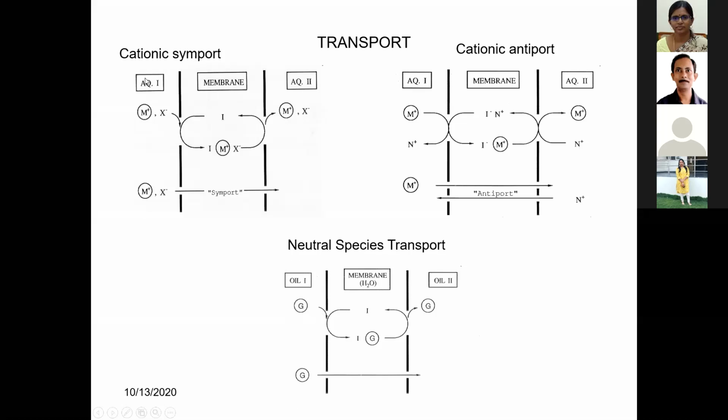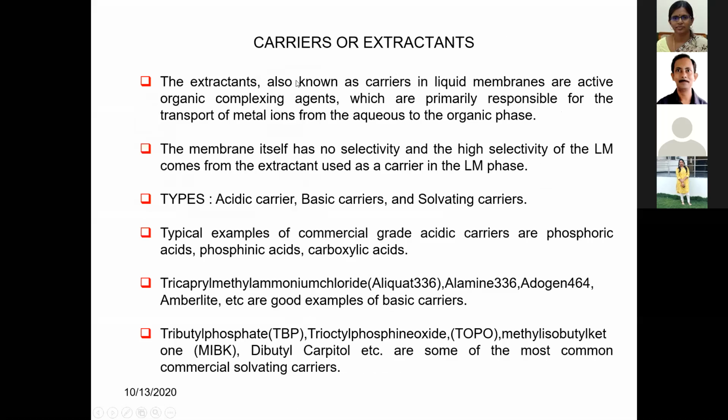aqueous phase. You can see the aqueous phase at the outside and inside. The membrane phase may be an oil phase, or maybe a solid phase that you can use. Carriers or extractants are complexing agents responsible for transport of the solute from the feed phase to the inside phase. Generally the membrane itself has no selectivity, and the high selectivity comes from the extractant or carrier you are using in the liquid membrane phase. You have different types of carriers: acidic carrier, basic carrier, and solvating.